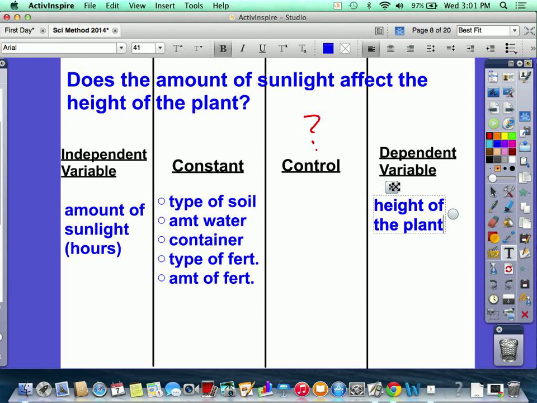In this case, it's really hard to pick a control because you can't have a plant grow without sunlight. Now, it may grow a little bit, so we could technically say a plant with no sunlight, but in every experiment there isn't always going to be a control. So in this experiment, because your plants aren't going to grow without sunlight, we could even say that there isn't a control for this experiment.